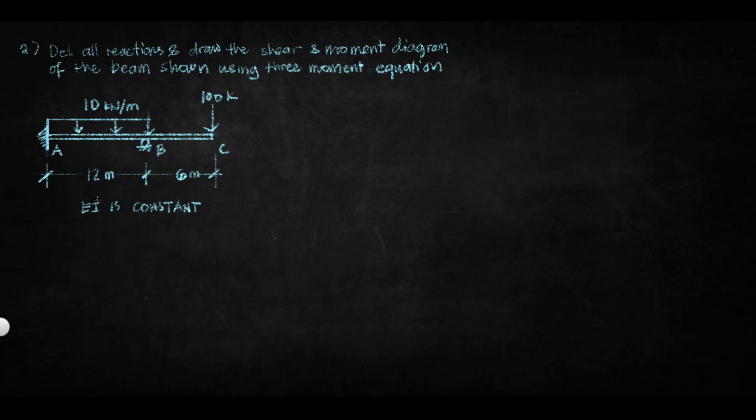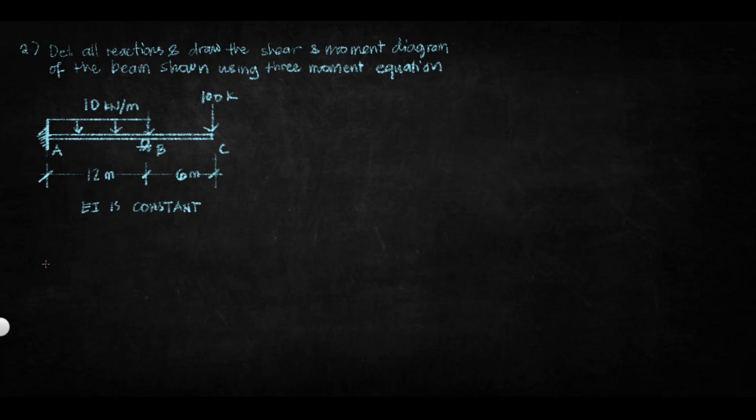Example number 2 under the three-moment equation. We're going to discuss how to solve a beam with a fixed support and an overhang. Last meeting, you all know the equations, or the formula, we're going to use in the three-moment equation. Today I'm going to solve this example and discuss how to solve a beam with a fixed support and an overhang.